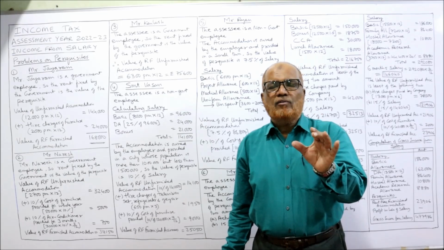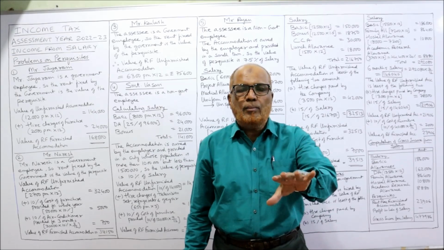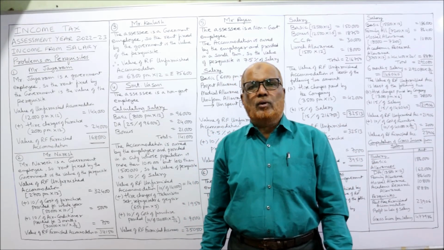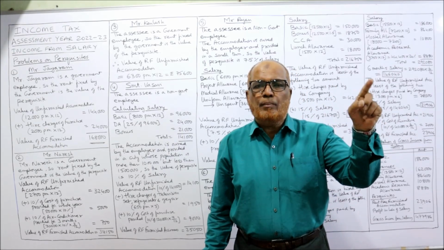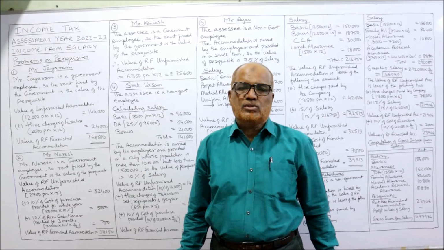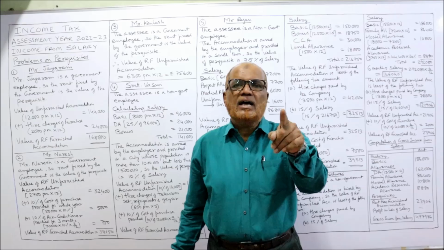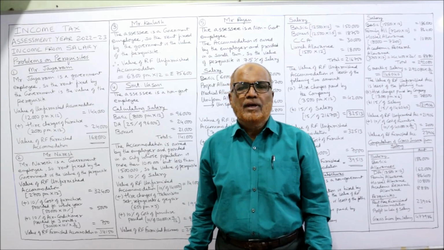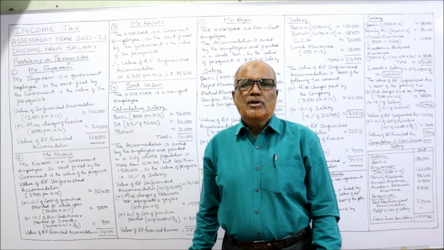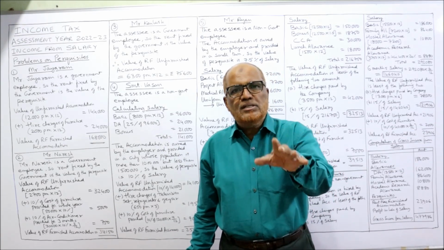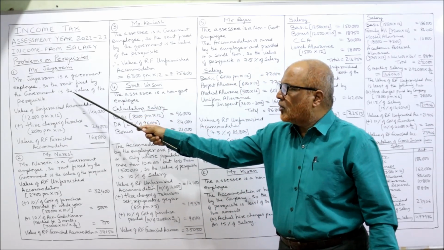For calculating the value of rent-free accommodation, first of all you have to see whether the assessee is a government employee or non-government employee. If the assessee is a government employee, rent fixed by the government is the value of perquisite. That's it. So simple. No calculations, nothing. In our first problem, Mr. Jayaram is a government employee, so whatever rent is fixed by the government is the value of the perquisite.